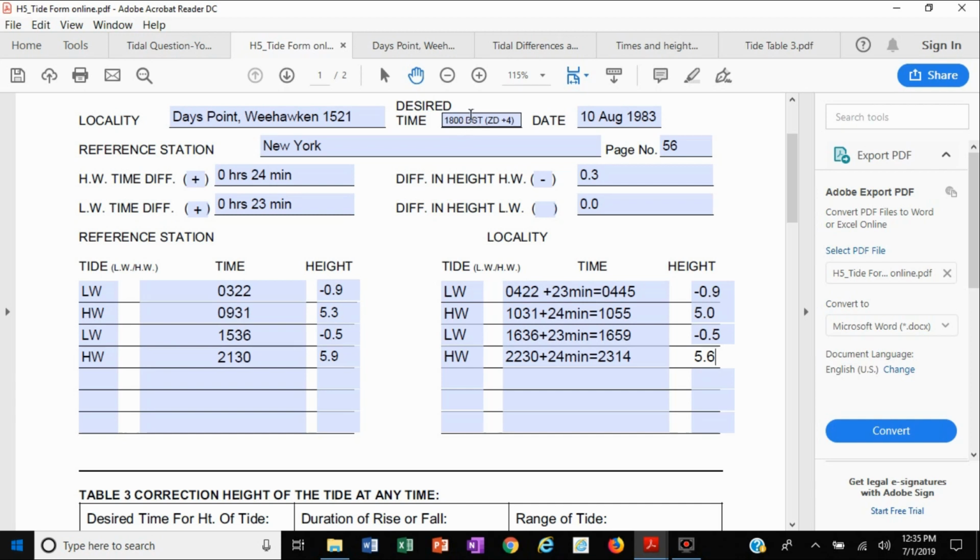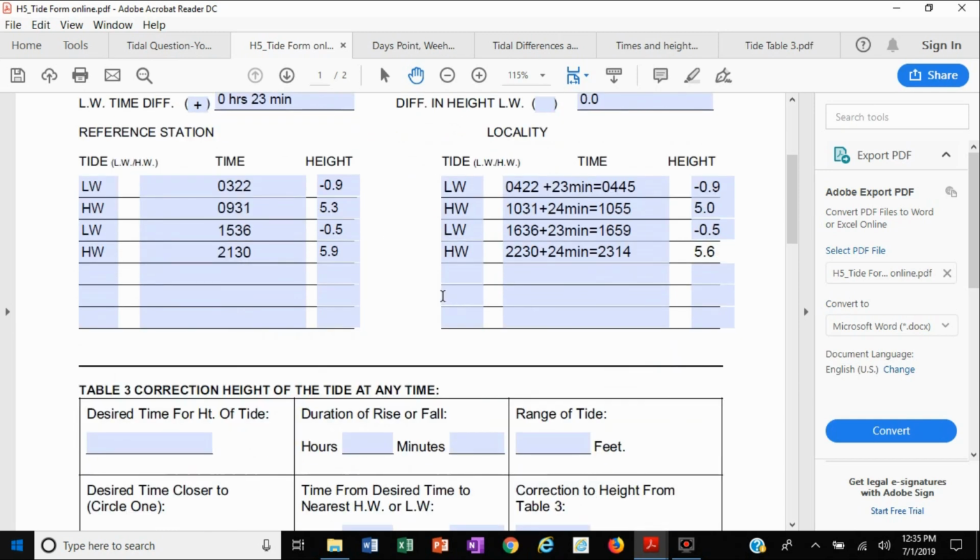Now, if it just said Eastern Standard Time, you would not add the hour or anything like that over here. You would not have any of these over here. You would just add the minutes or the hours and minutes. If it does have 1 hour and 24 minutes or 1 hour and 23 minutes, you would add those over here. But anytime it says daylight savings time, you need to add that hour and then do your high water and low water time differences.